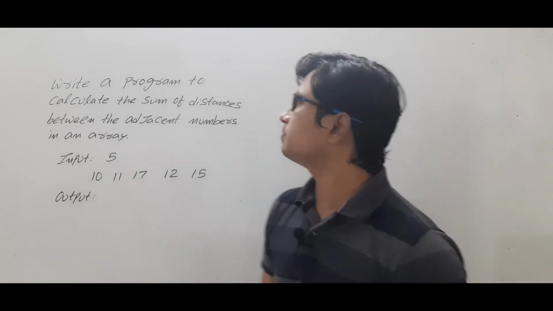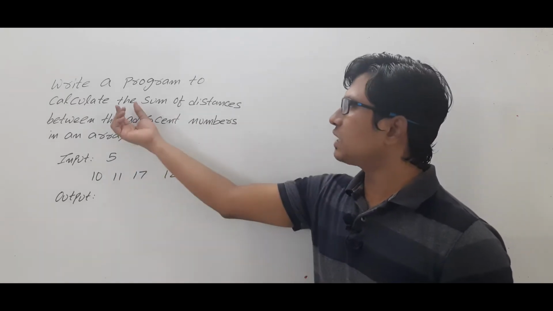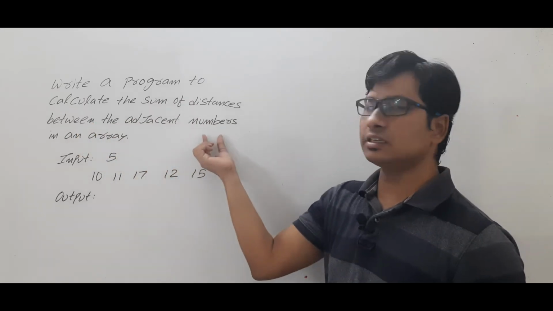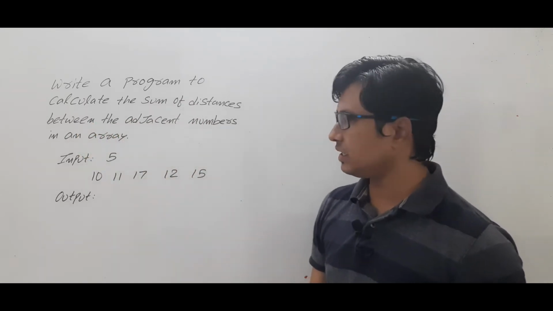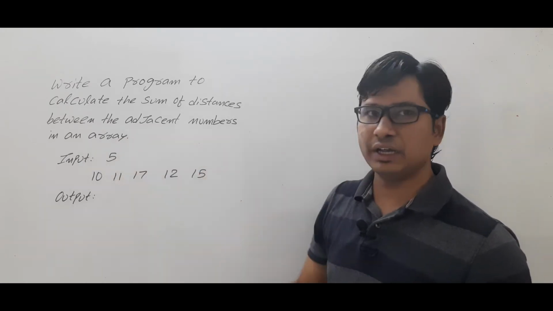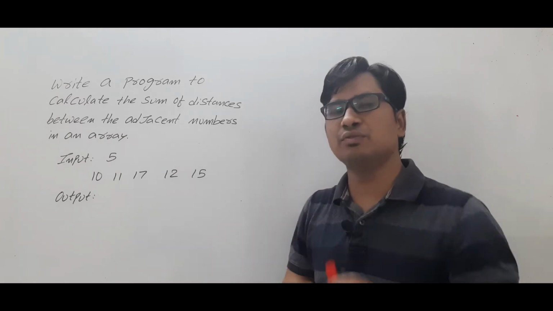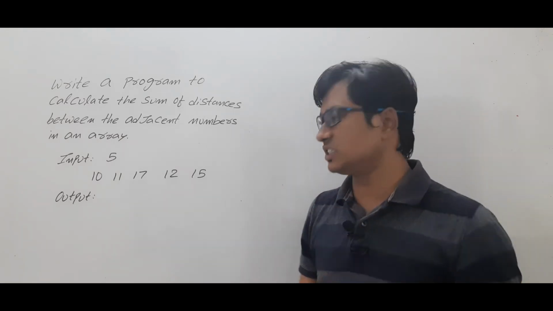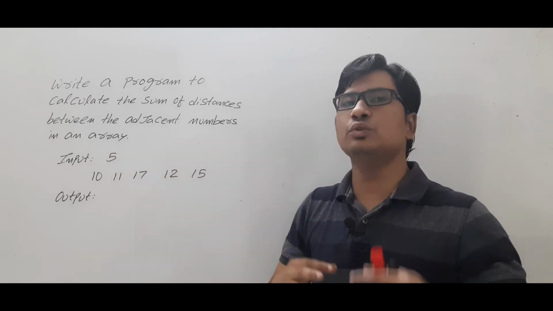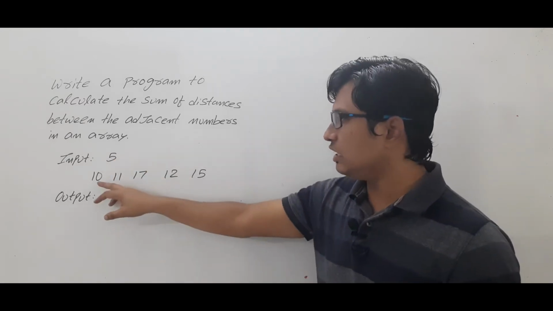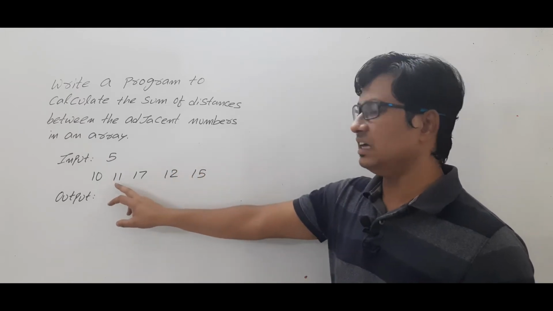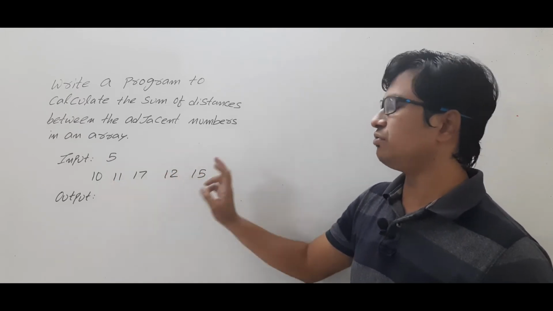Look at the question. Write a program to calculate the sum of distances between the adjacent numbers in an array. What they are asking is that they have given an array size as 5. So an array of size 5 can store 5 constants. Now let's take that we have declared an integer array. We can store 5 integer constants. Then the user has entered the 5 integer constants such as 10, 11, 17, 12, 15.